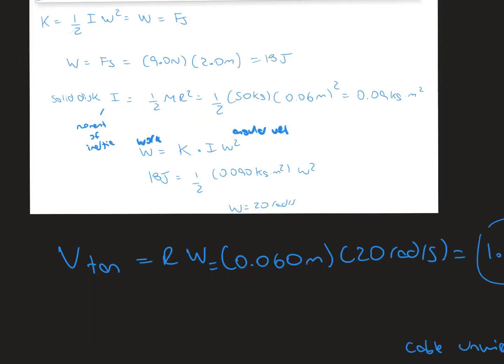Now that we have these two things, the work and the moment of inertia, we can solve for the angular velocity. So we have 18 joules equals 1/2 times 0.090 kilograms meter squared times the angular velocity squared. As we solve for omega and do the algebra, we get 20 radians per second as the angular velocity.